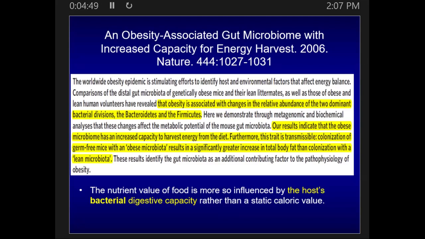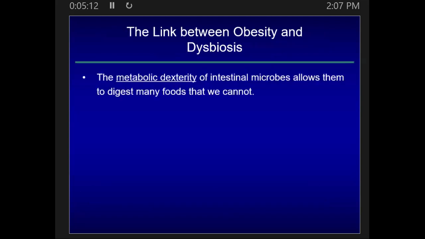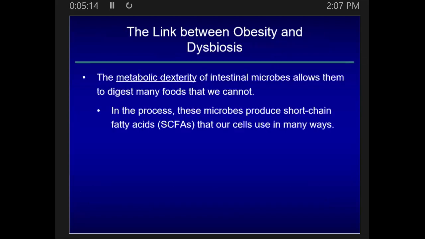I think this goes a long way toward explaining why so many diets fail, or why they work for some people and not for others. Remember, you all have unique microbiomes. You don't have it exactly the same. You have pretty much those four phyla we talked about, and a lot of members go into those four phyla, but when you get down to the species level, you are unique when it comes to your microbiome. The other way to look at this, I think, is nicely put here: the metabolic dexterity of the microbes allows them to digest foods that our cells can't digest in the same way.